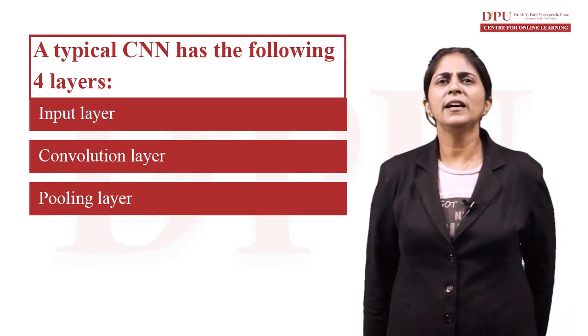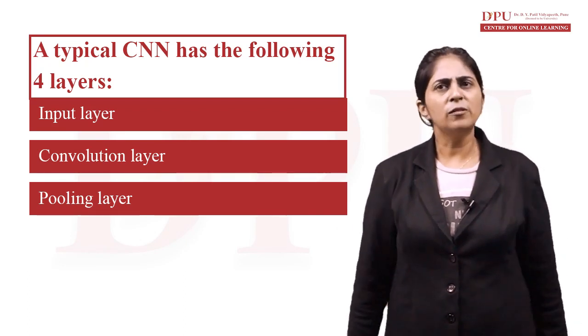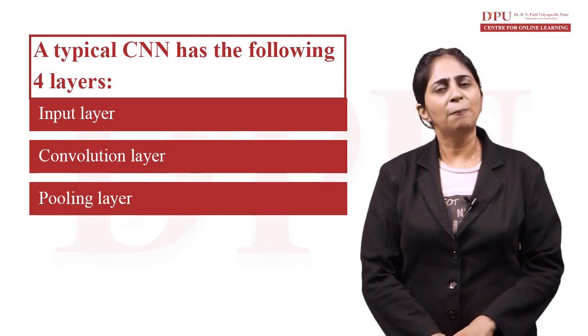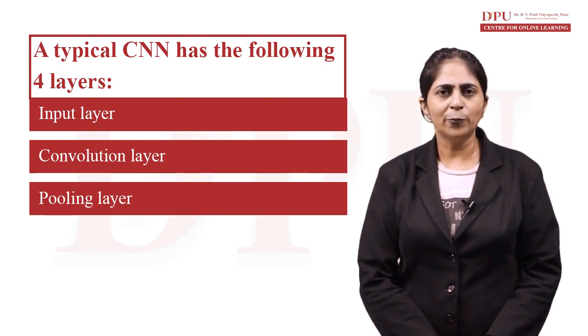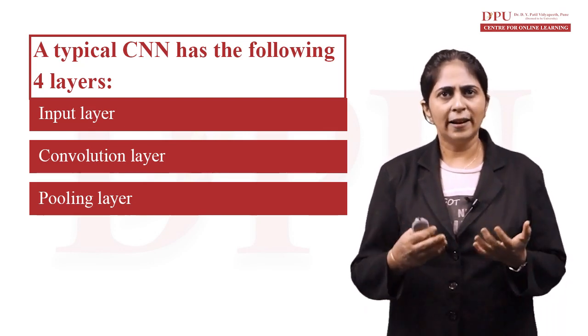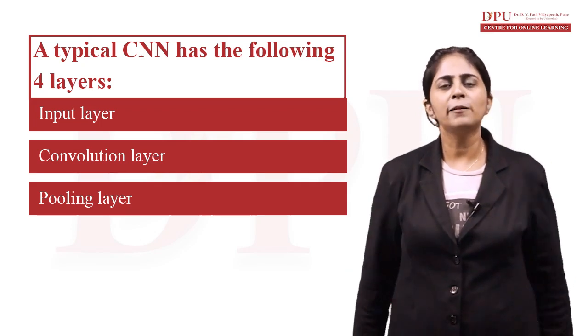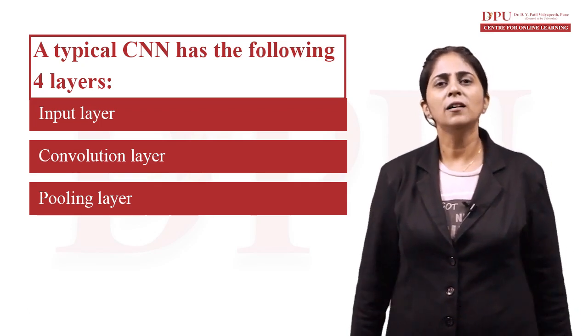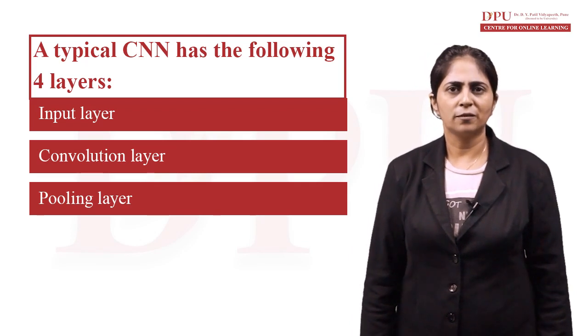So the pooling layer is very important. It performs downsampling to reduce the spatial dimensionality of the input, which in turn helps reduce the learning time and the computation time of our convolutional neural network.